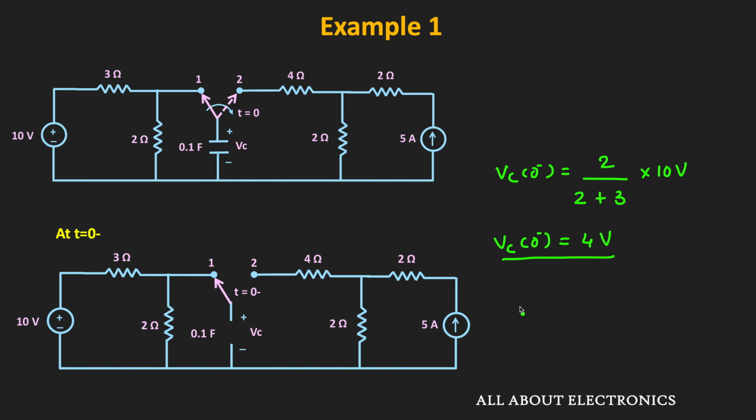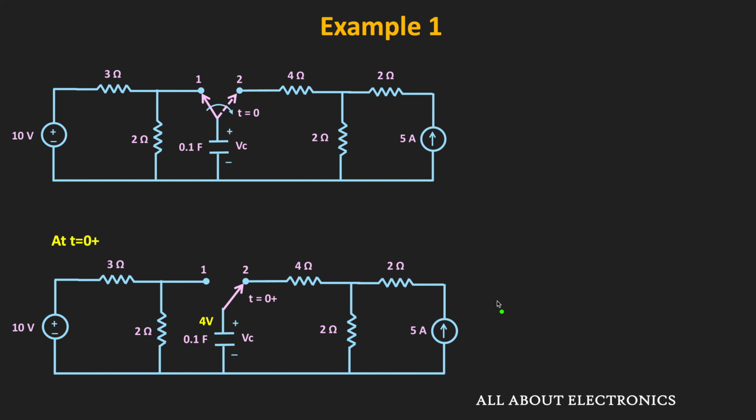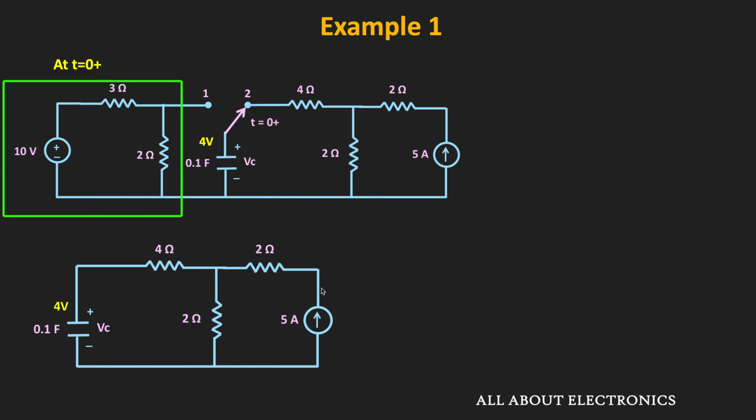So now let us see the circuit at time t equal to 0 plus. Now at time t equal to 0 plus, the switch will be at position 2. And as we have seen, the initial voltage across the capacitor will be equal to 4 volt. And now, since this part of the circuit is no longer in use, effectively this is the circuit at time t equal to 0 plus.